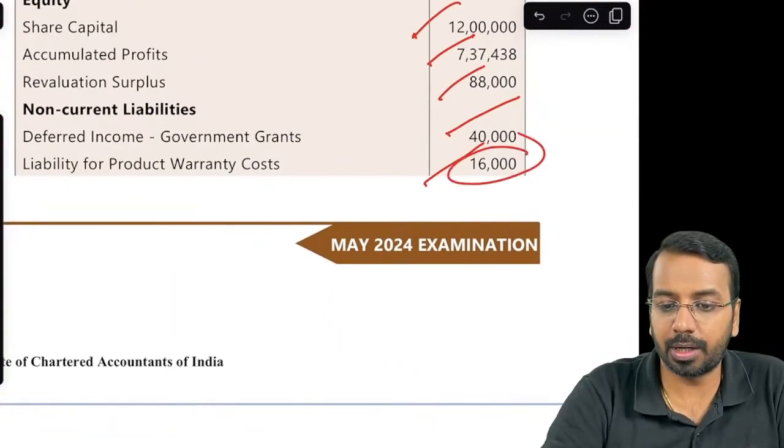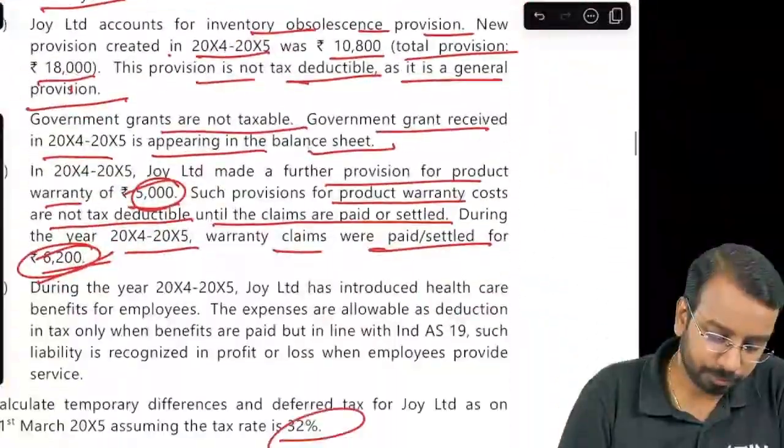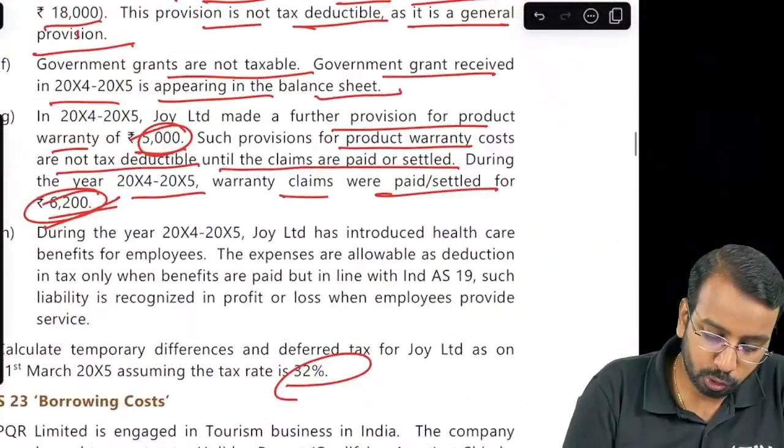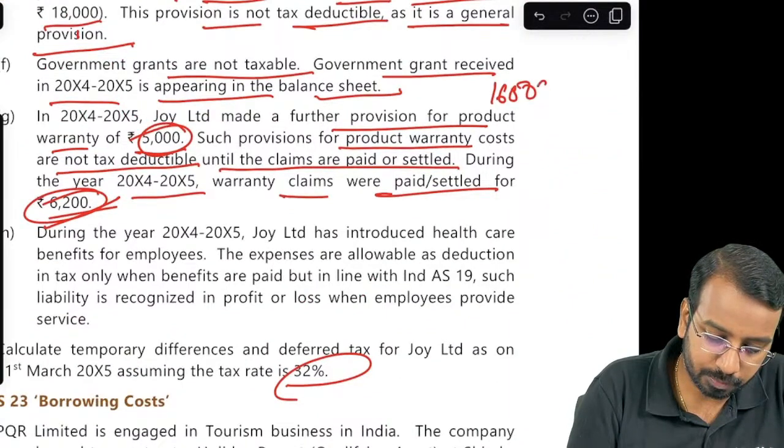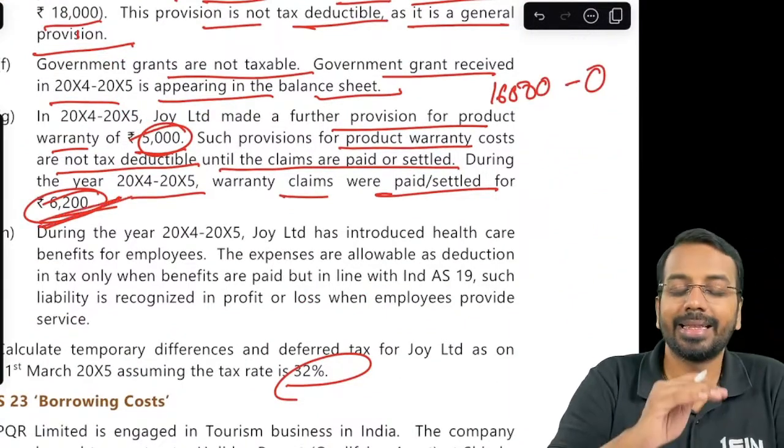Liability for product warranty cost 16,000. Now that provision, whatever is there totally, will not be allowed. So though you have a liability of 16,000, for tax purposes it is 0 only. Sir, what about this 6,200? That will actually be allowed.